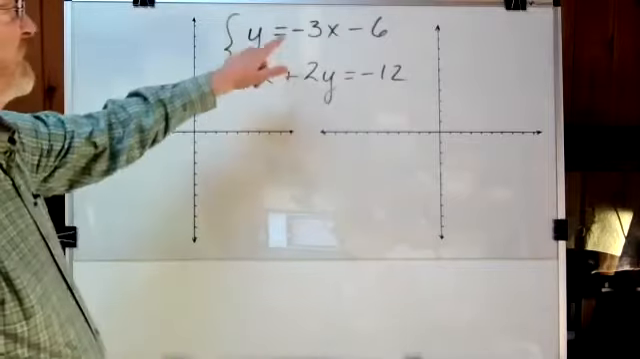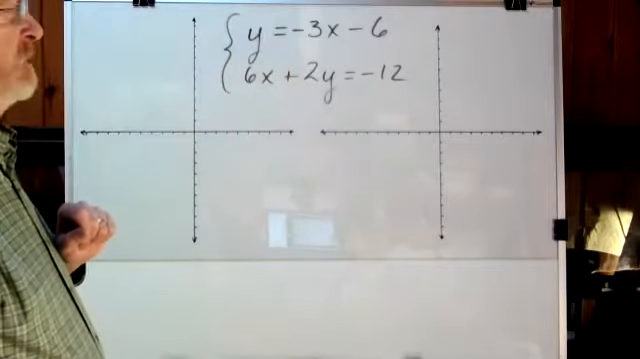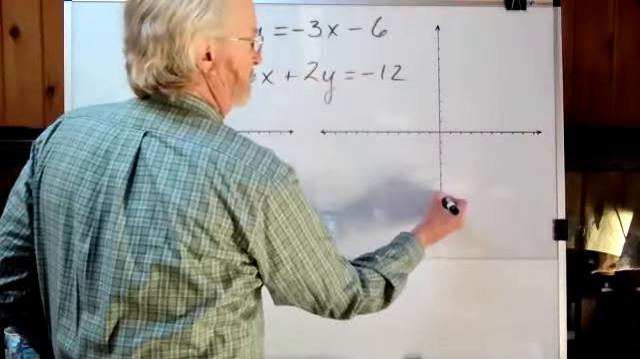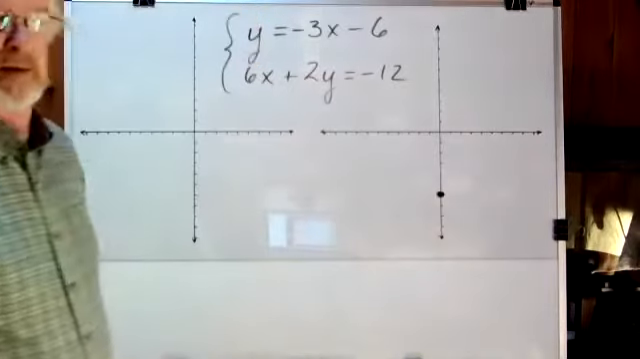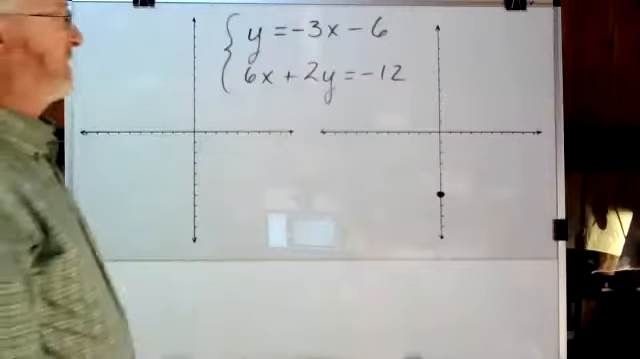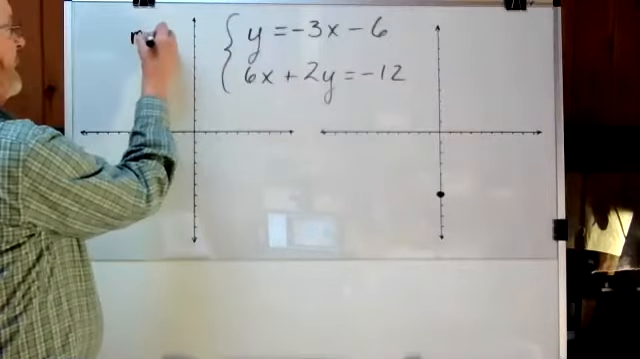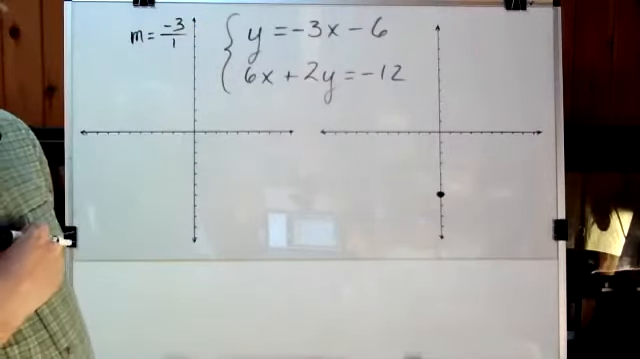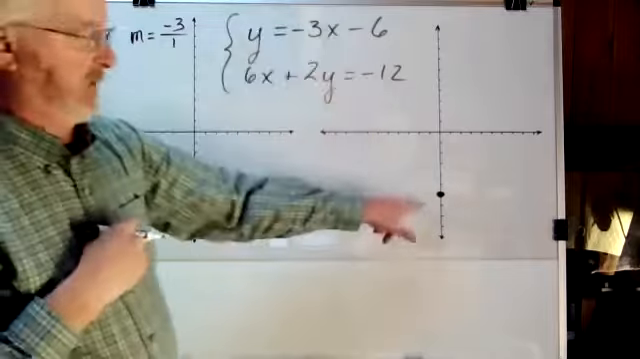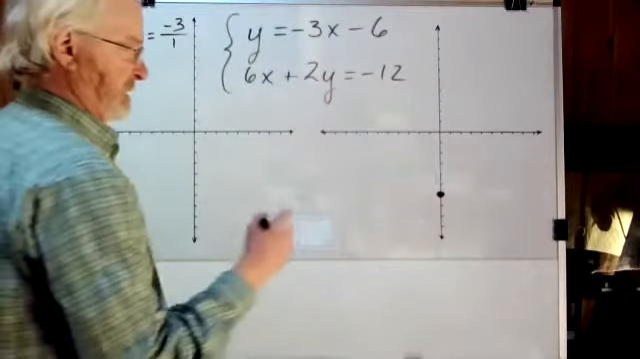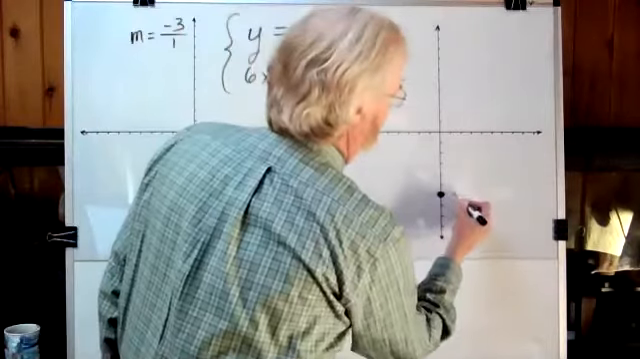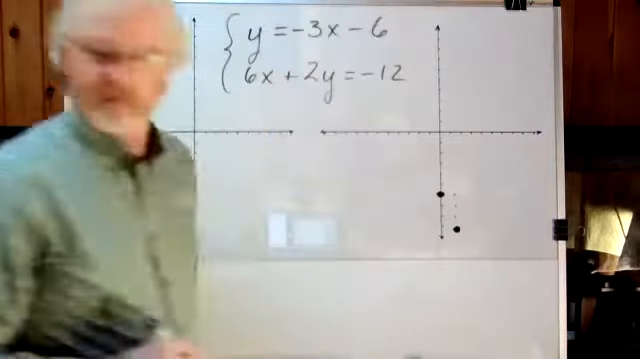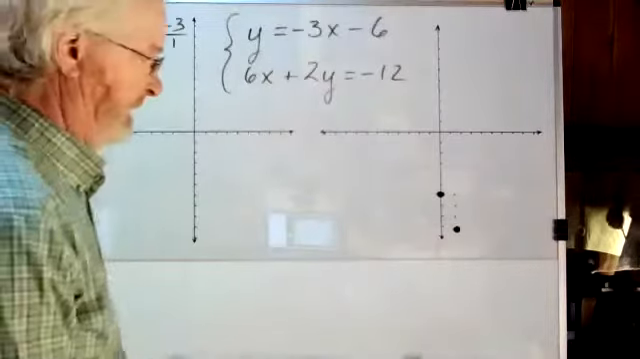Now this first one is in our mx plus b shape. So I'm going to use the y-intercept of -6 to find a starting point. Then I'm going to use my slope value of -3, and I'll think of it as -3/1. So I'll go over 1 and down 3 from that starting point, which gets me a second point for that line.